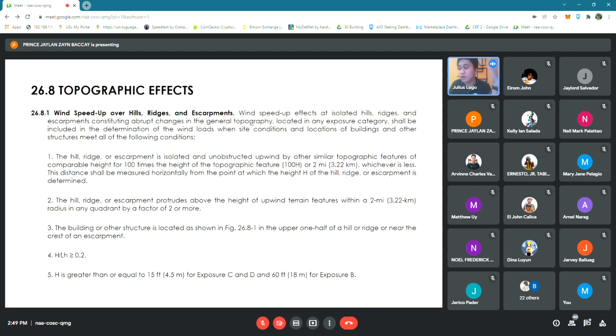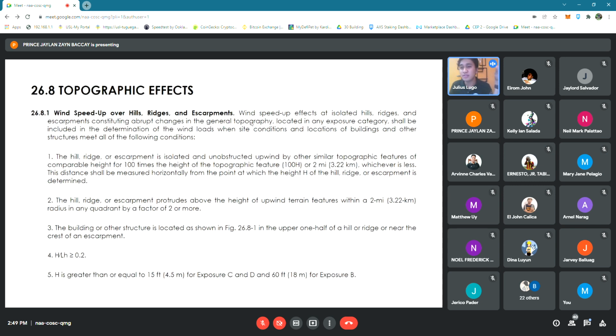So, ano itong mga conditions na to? Ayan. So, we have here five conditions. The first one: the hill, ridge, or escarpment is isolated and unobstructed upwind by other similar topographic features of comparable height for 100 times the height of the topographic feature.